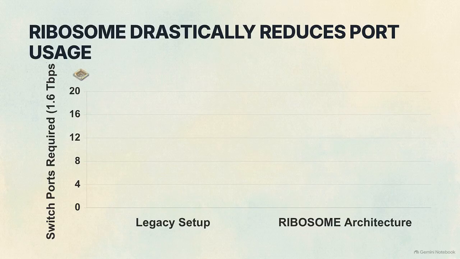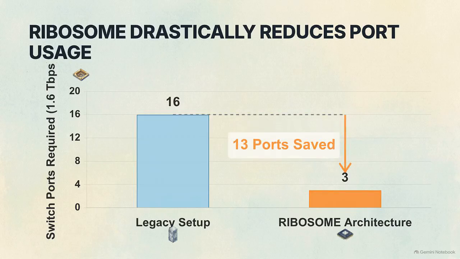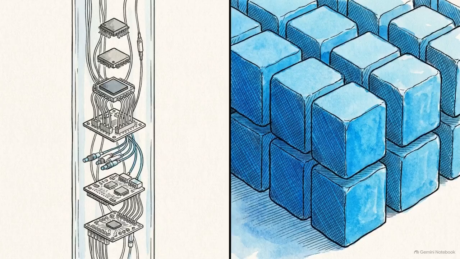This bar chart extrapolates that port efficiency. To process 1.6 terabits per second, a legacy setup demands 16 dedicated switch ports. This architecture requires dedicating only 3 switch ports to logic. Physically separating the logic stream from the storage weight solves the hardware scaling bottleneck.